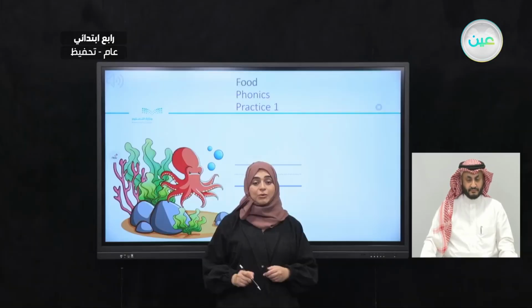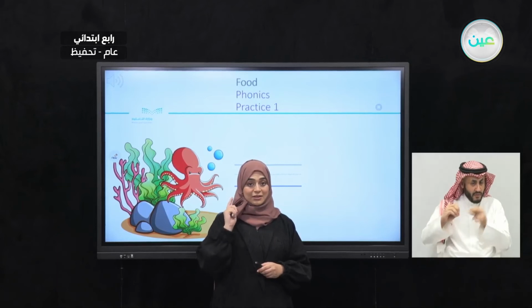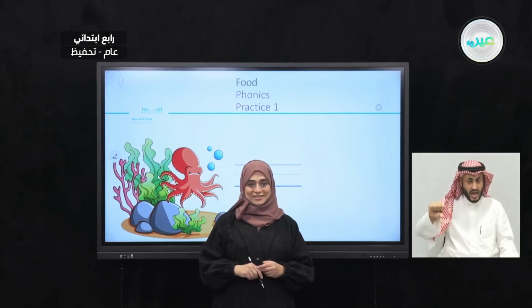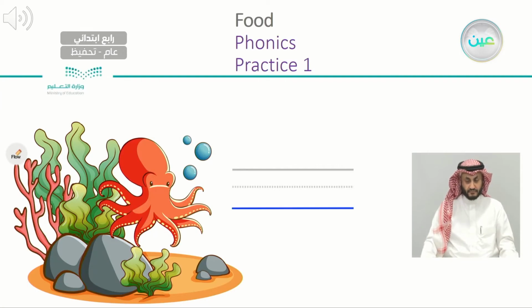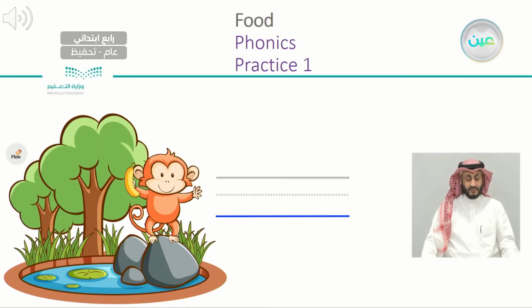So, do you remember how to write the letter that makes the A sound? It's the letter O. Let's write it together. O. Lowercase o is a short letter. Next. Number 2.